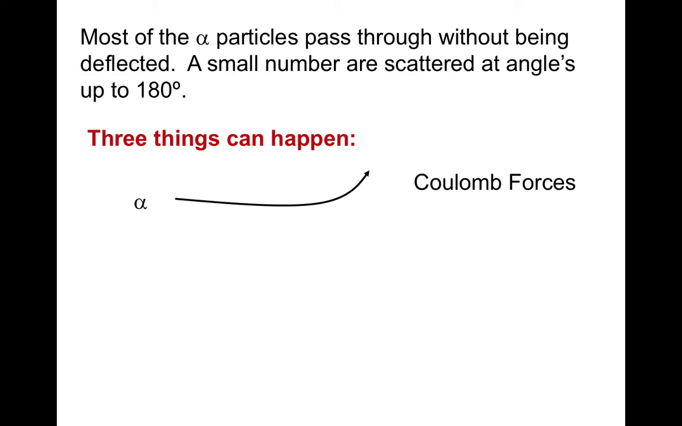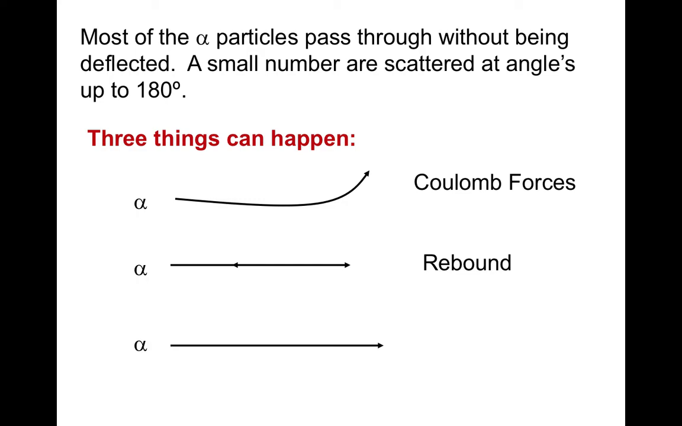Remember Coulomb's law? We're talking about charged particles and how positive charges interact with other positive charges in this case. The second thing they saw happen was the rebound. It could just rebound directly and come back to where it came from. And then the third thing is just pass straight through, nothing happens. So those were the three different things that Rutherford found.